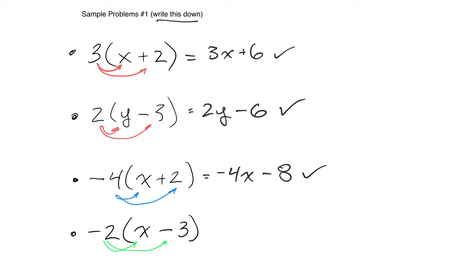I'm going to distribute the negative 2. And I'm going to get negative 2 times positive x is negative 2x. Negative 2 times negative 3 is going to be positive 6. Remember, a negative times a negative is a positive.